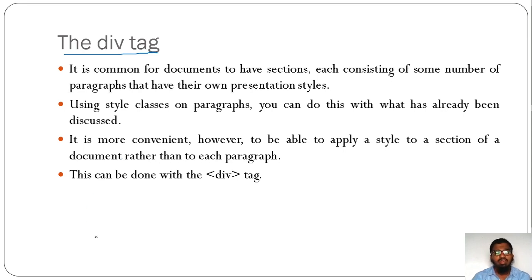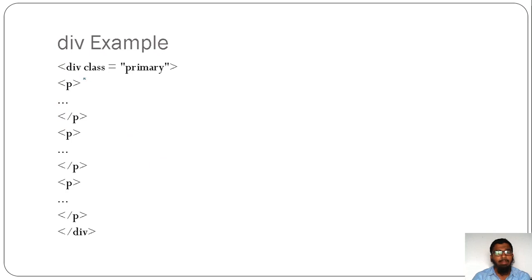If you give the style to the div only, then that will be applied to all paragraphs. Example, div class primary. So I have written the CSS code for primary only, and I am using so many paragraphs. So this primary cascading style sheet can be used for all paragraphs.